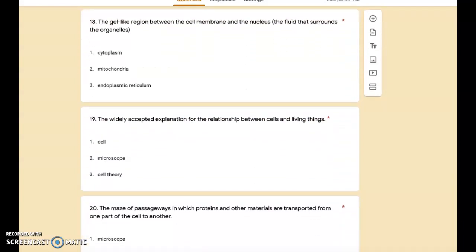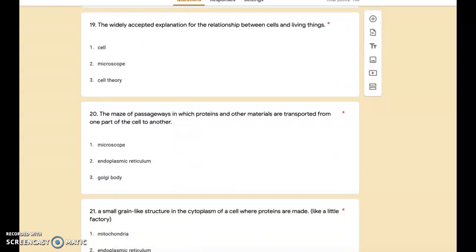Number 18. The gel-like region between the cell membrane and the nucleus. This is the fluid that surrounds the organelles. Is that cytoplasm, mitochondria, or endoplasmic reticulum? Number 19. The widely accepted explanation for the relationship between cells and living things. Is that cell, microscope, or cell theory?